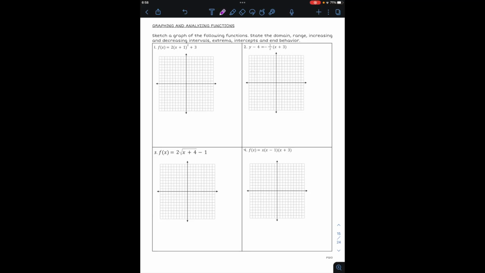All right, we're going to continue through the 0.2 packet for algebra review. On page 10, we're going to look at graphing and analyzing functions. So we're going to sketch a graph of each of the following functions and then state some of the behavior of the function and key features.